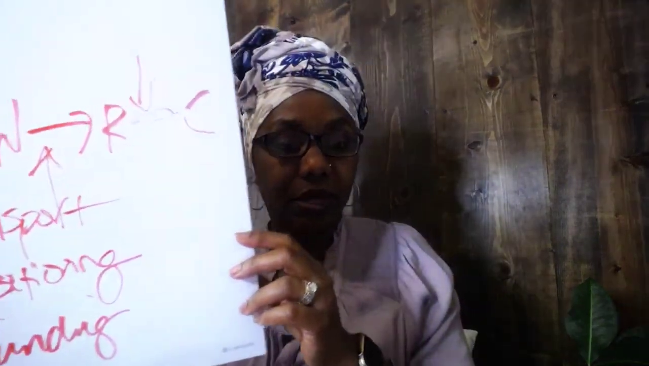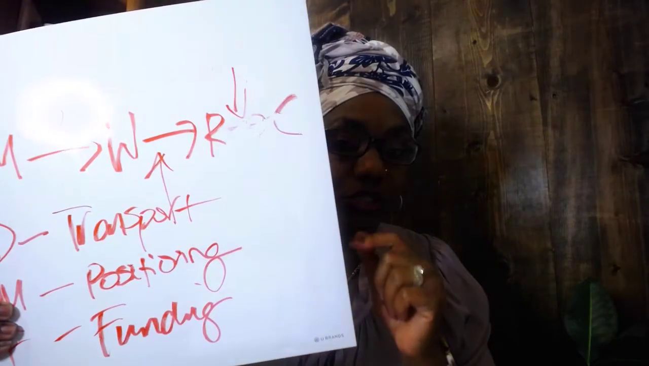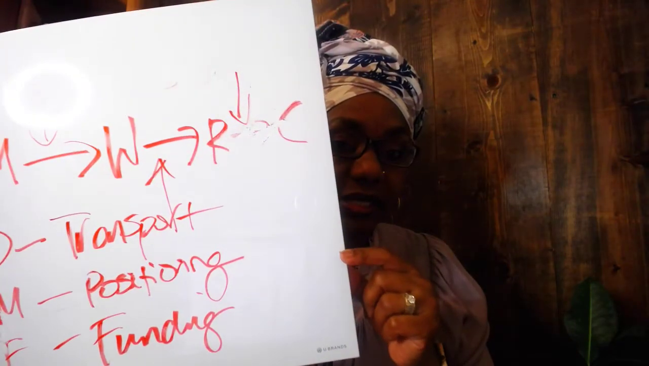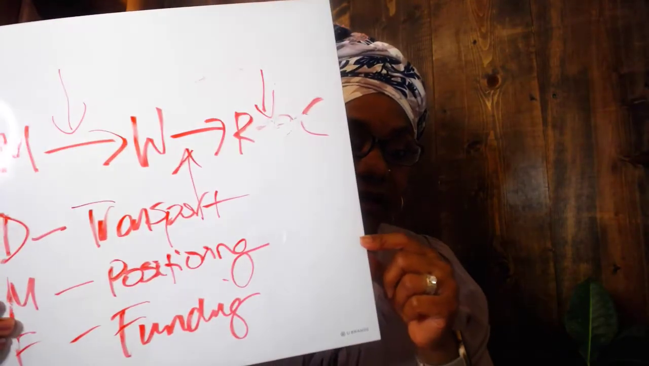And then your finance has to do with funding. Right? So, when we start talking about transport, that's your distribution, positioning, that's your marketing, and then lastly, we have the finance that has to do with funding. Now, what that means is that when you're trying to get product from one part of your supply chain to another part of your supply chain, you have these intermediaries that facilitate that movement.